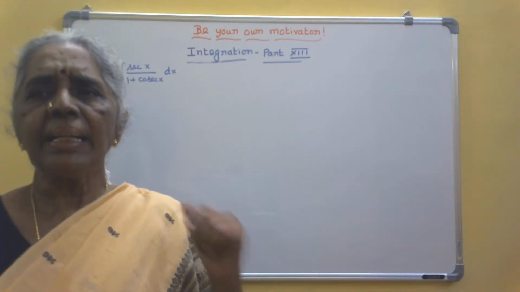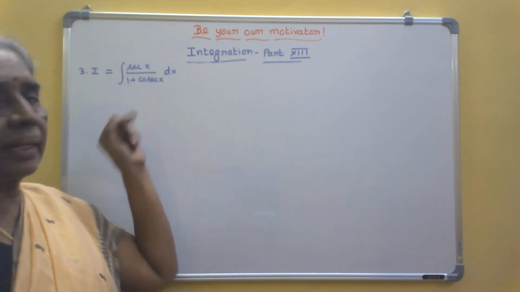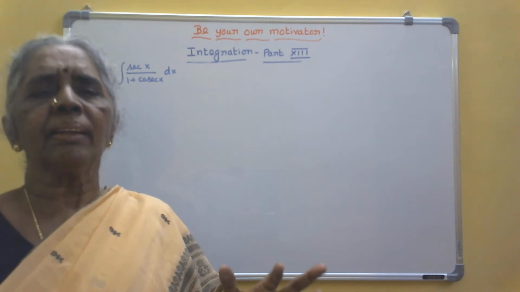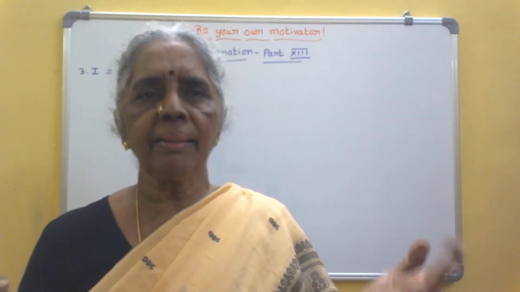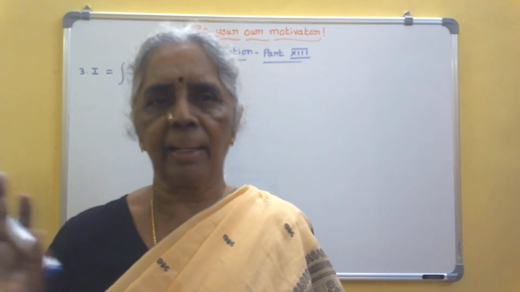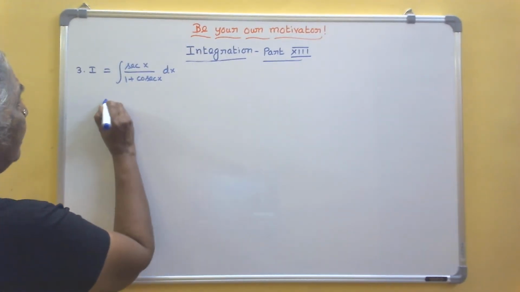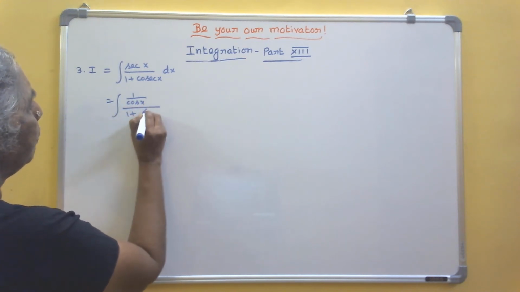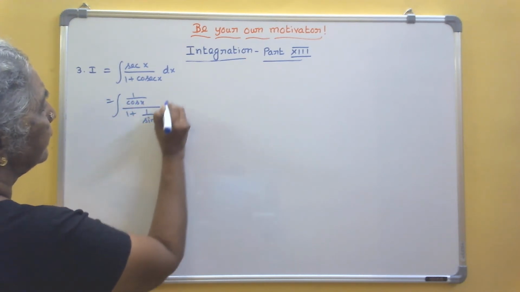Third sum, I is equal to the integral of secant x by 1 plus cosecant x dx. Definitely it will strike you that you can write secant x as 1 by cos x and cosecant x as 1 by sin x. Yeah, that's correct. Let us proceed. So you will get here 1 by cos x, 1 plus 1 by sin x dx.